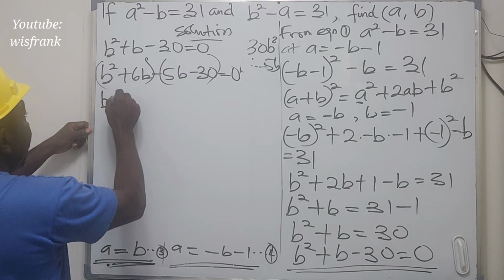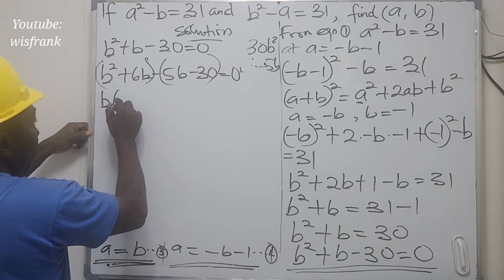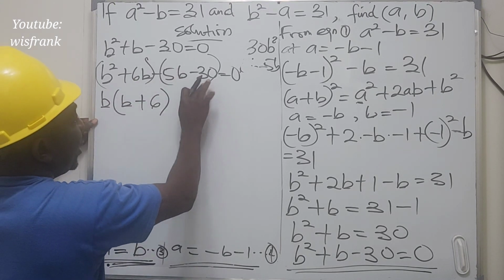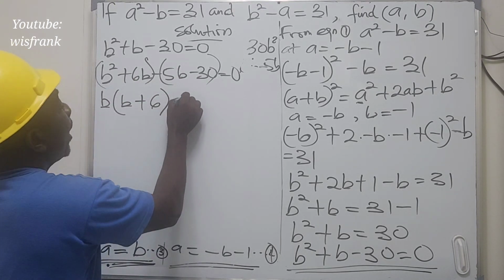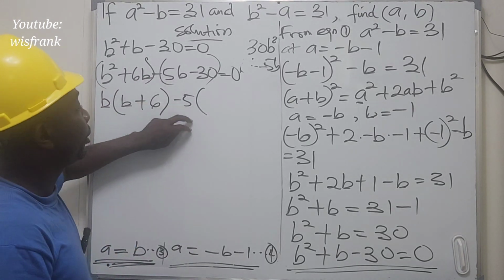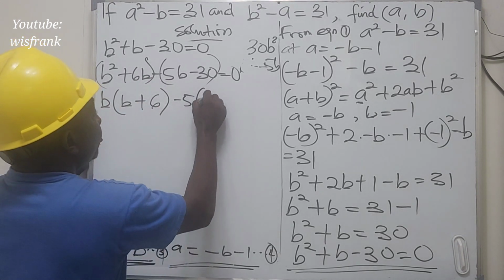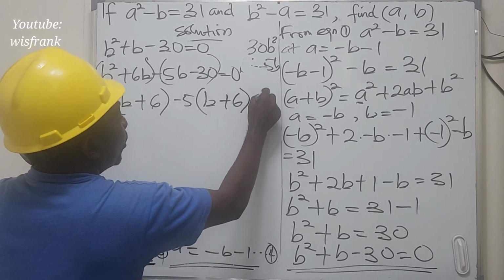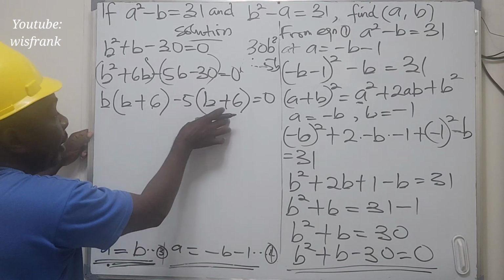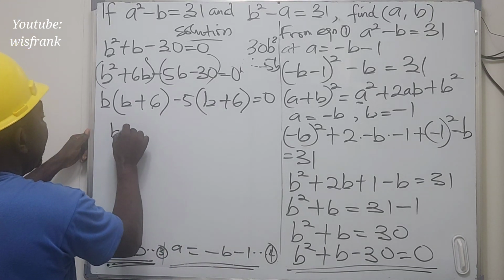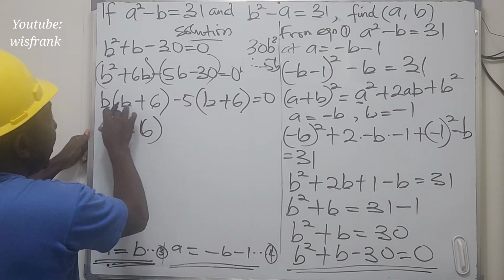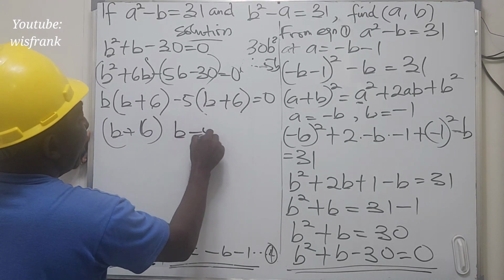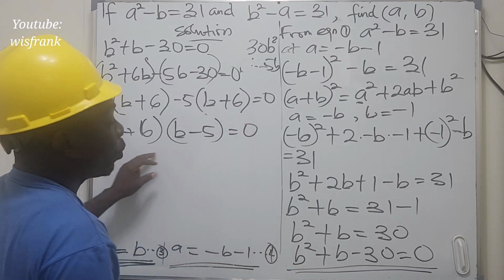We have b into b to the power of 2 divided by b will give us b. Then we have 6b divided by b will give us 6. Then we have here 5 can go here. So we have minus 5. So we have minus 5b all over minus 5 will give us b. Then minus 30 all over minus 5 will give us plus 6, all equals to 0. So we have two parentheses here that are similar. So we have b plus 6. Then this divided by this will give us b. Then this divided by this will give us minus 5. So we have two parentheses that equals to 0.